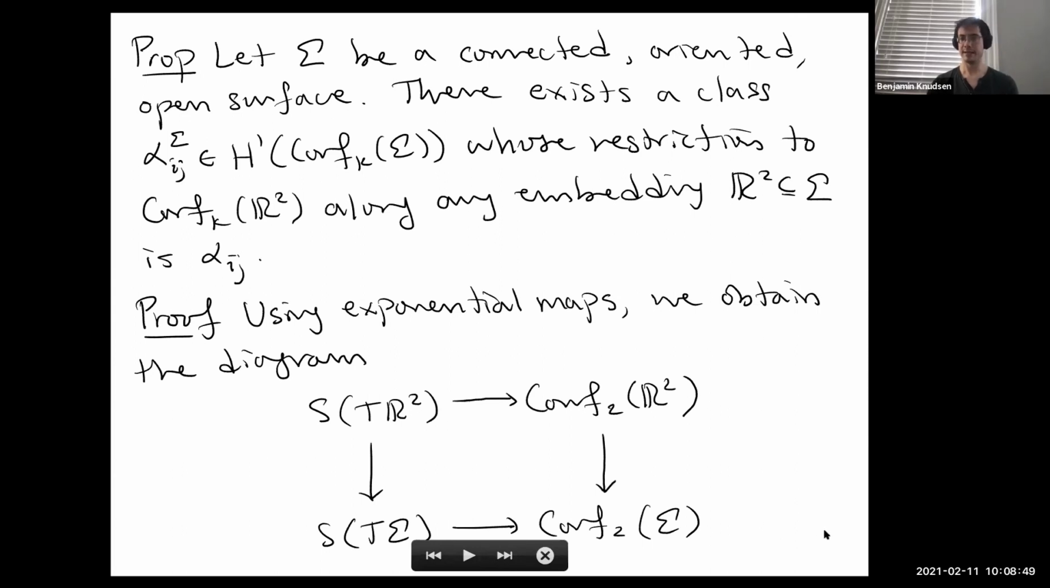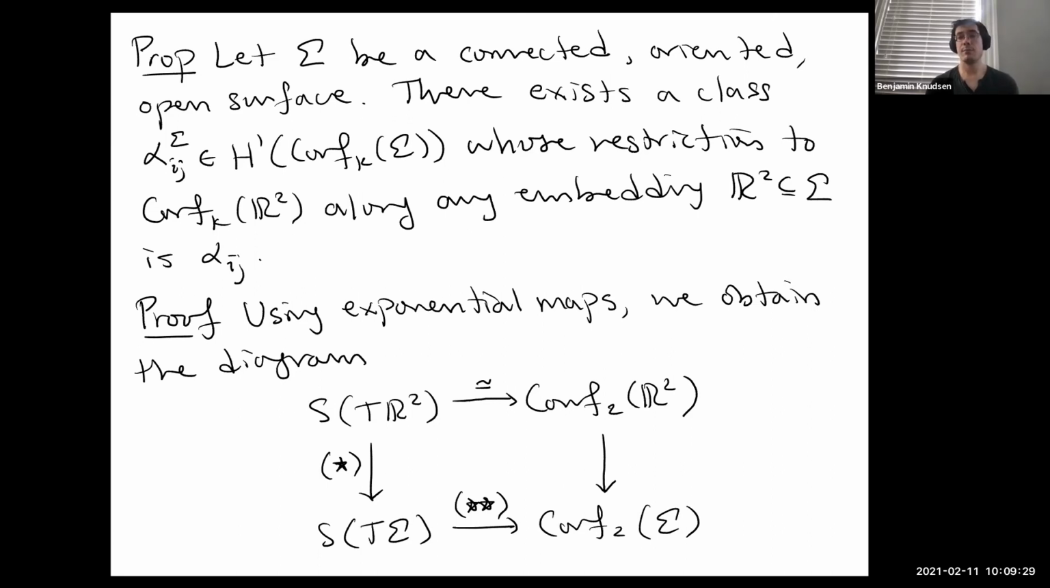So on the right, there's the map from the configuration space of 2 points in R2 into the configuration space of 2 points in sigma. That's just induced by the embedding of R2 into sigma. And similarly, I have the map on the circle bundles of the tangent bundles, and this exists because I am using the induced metric on R2 from the metric on sigma. And in fact, the top map is a homotopy equivalence. This is basically the same fact as before, that the configuration space of 2 points in R2 is homotopy equivalent to a circle. I'm just saying it in a slightly different way.